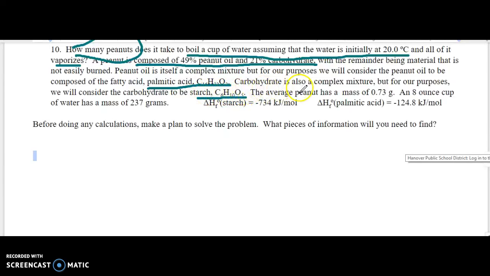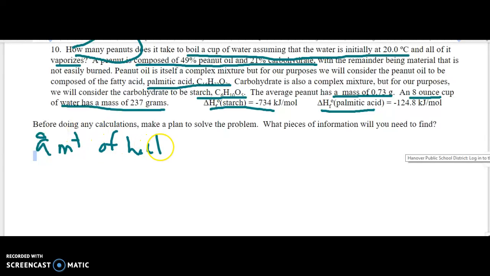The average peanut has a mass of 0.73 grams, and an 8-ounce cup of water has a mass of 237 grams. We have heats of formation given for the starch and palmitic acid, so lots and lots of things going on in this. The first thing you might think of is figuring out how much heat it takes to boil that water. So the amount of heat to boil the water needs to be figured out.